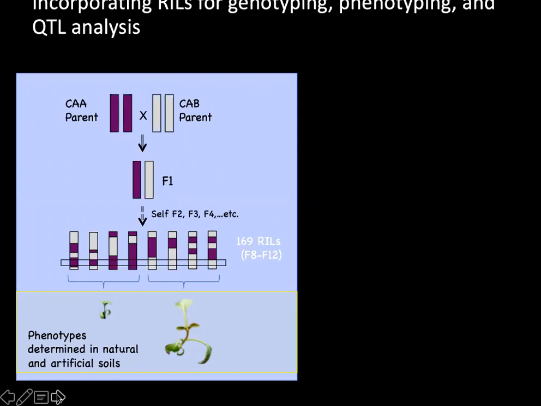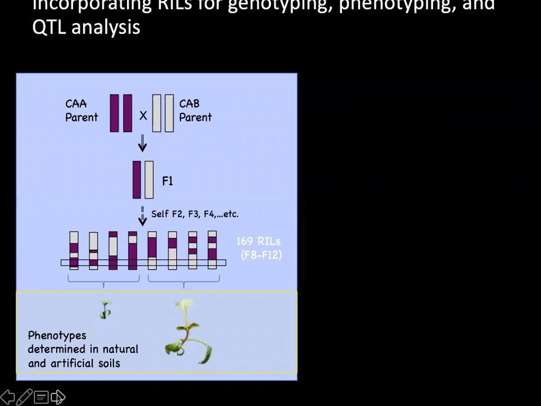The incorporation of recombinant inbred lines to the experiment was very important. They were created by crossing 2 highly inbred parents, a CAA parent with a CAB parent to create an F1. The F1 was crossed with another F1 to produce a large set of F2s, which were then maintained through the idea of single seed descent to reach inbred generations from F8 through F12.